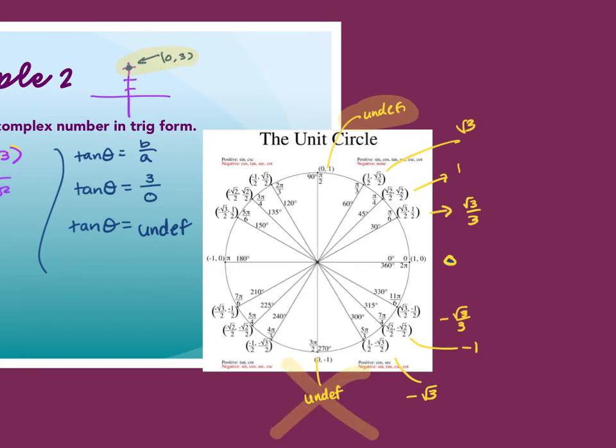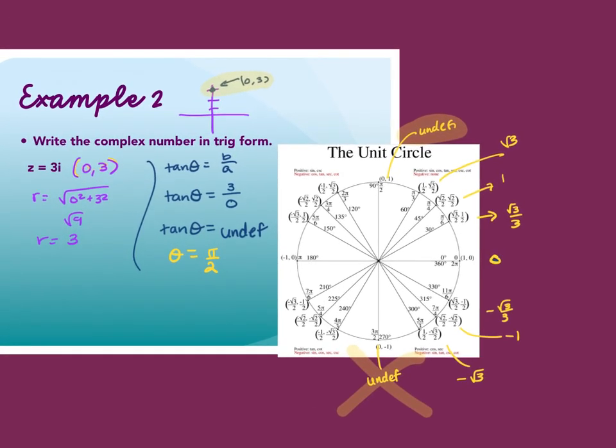And what's the top angle in radians? Pi over 2. So theta is pi over 2. So the way we write this is the radius times the cosine of theta plus i sine of theta, or sine of theta i is fine. It's just that you can't group theta and i together. Those are separate. So I would do the radius, which is 3, times the cosine of pi over 2 plus i times the sine of pi over 2.